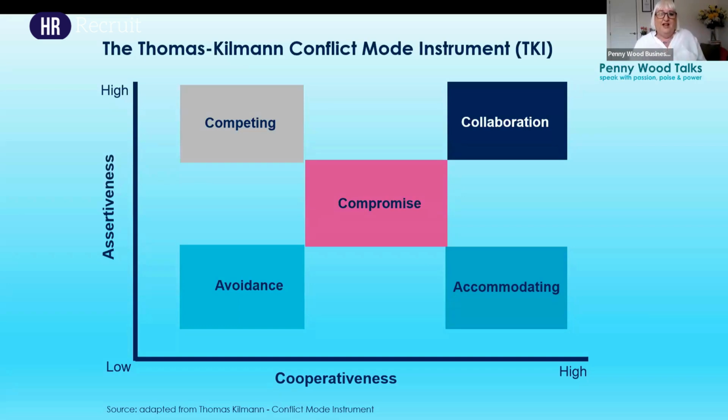Let's look at accommodating, bottom right. This is effective when you want to create goodwill and show reasonableness, to keep the peace. Maybe you want to build some social credit that you can use later on, or maybe you realize that you were wrong in a situation and you want to start building mutual respect. What accommodating does is it allows people to reassess the situation.